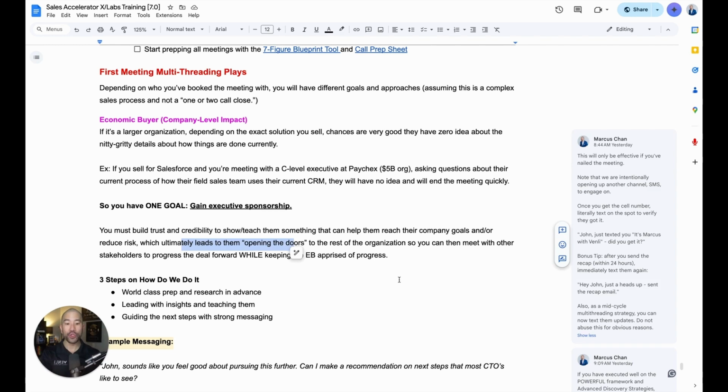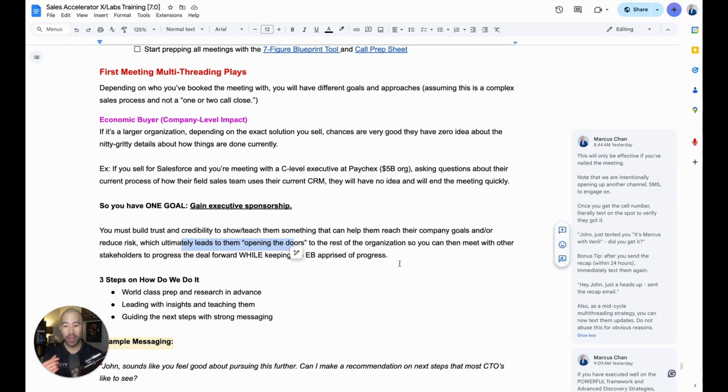So they open the doors, to say, hey, you know what, I understand this sounds like it might be something that can help me achieve my company goals, my personal goals, and help us reduce the risk. So I'm going to allow you to go into my organization and meet with other VPs and execs, and just keep me apprised as that goes. That is what you ultimately want to get out of that.